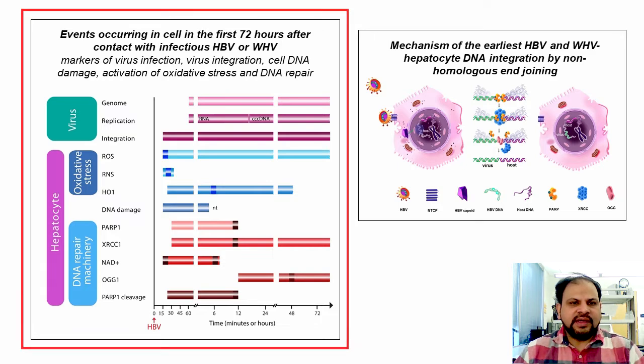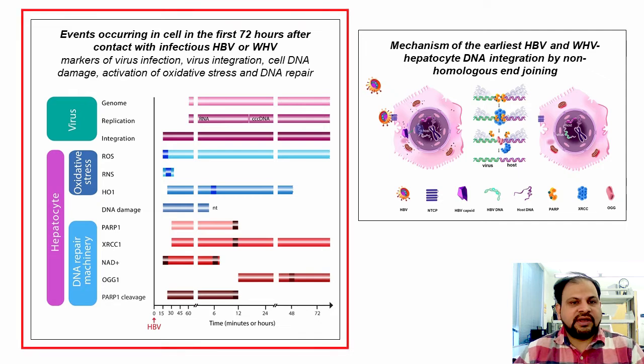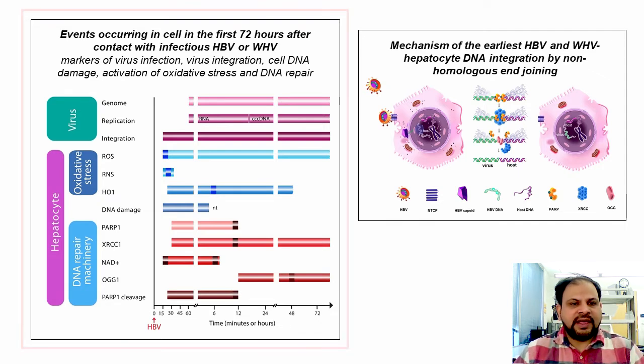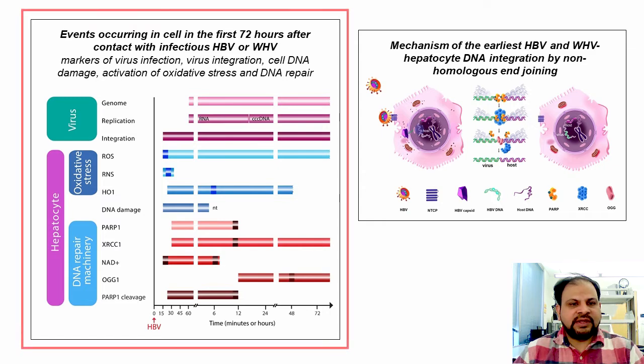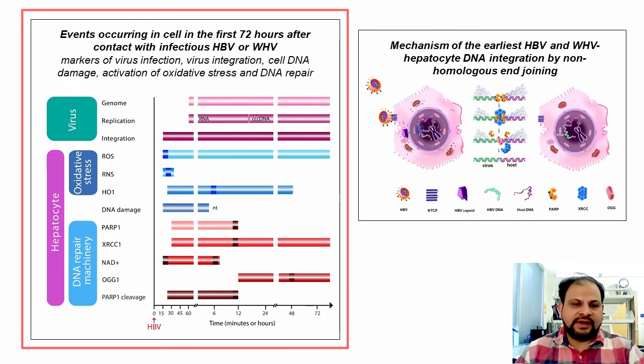As you can see, HBV integrated much earlier before the cccDNA and RNA was detected, and reactive oxygen species and DNA damage was detected immediately after the HBV infection, whereas reactive nitric oxide and antioxidant repair machinery hemoxygenase was also detected. In host DNA repair machinery, PARP1, XRCC1, OGG1 were detected at different time points, which are given here.